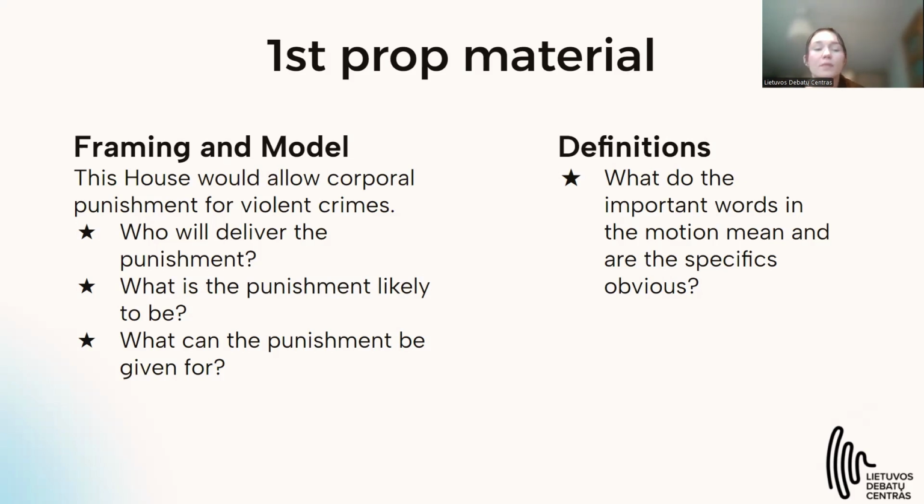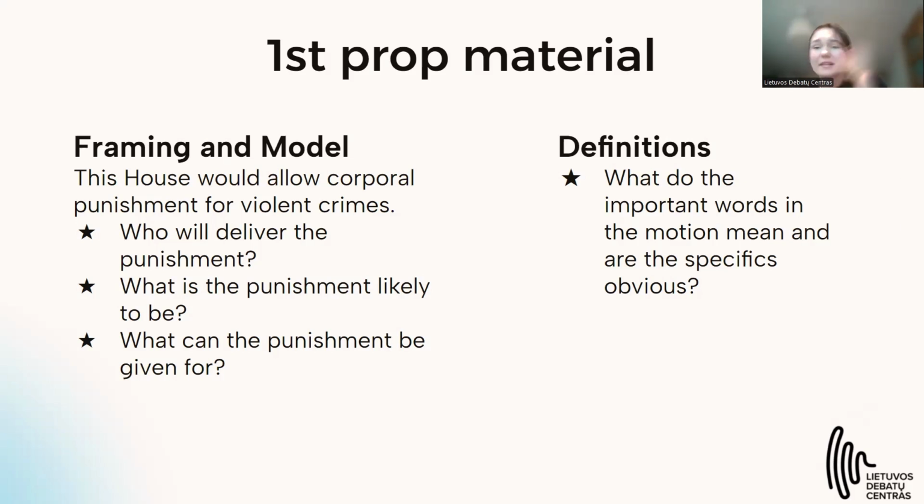So what does this look like then? You can answer these questions, and there are a multitude of questions that you can answer. This is just a few examples. Who will deliver the punishment? What is the punishment likely to look like? How severe is it? And lastly, what can the punishment be given for? What are the crimes? How do you define a violent crime? And so on and so on. There are many ways of how you can approach framing, but it's essential to give you an idea that when you get a motion, you need to have these questions so you can actually explain them to the judge.